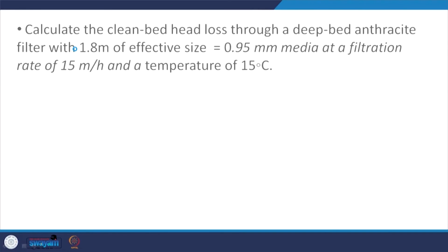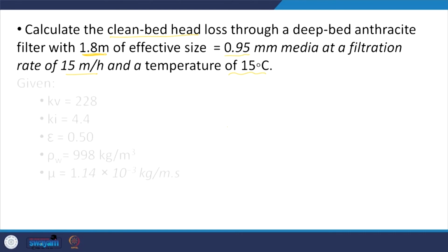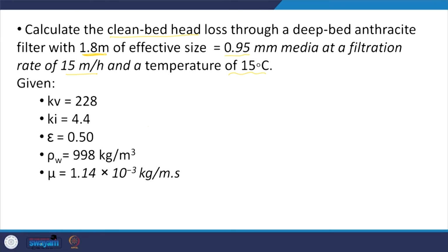So, let us see what we have. We are asked to calculate the clean bed head loss through a deep bed anthracite filter, with a bed depth of 1.8 meters and an effective size of 0.95 mm media, at a filtration rate of 15 meters per hour and a temperature of 15 degrees centigrade. Effective size and deep bed of 1.8 meters are given. So, let us see how to go about it. We have the relevant constants given; if not, you will have to look at the relevant table, porosity and such. Let us move on.